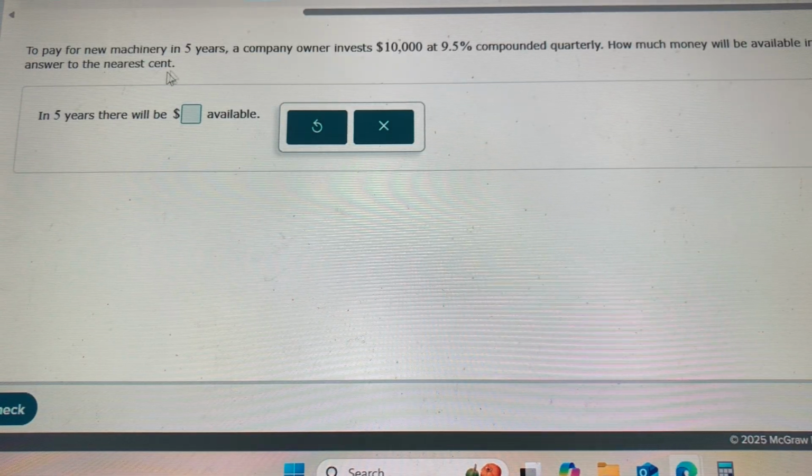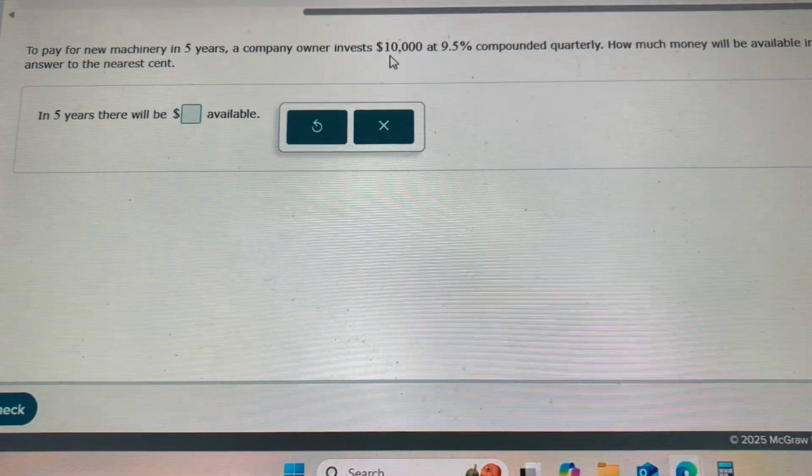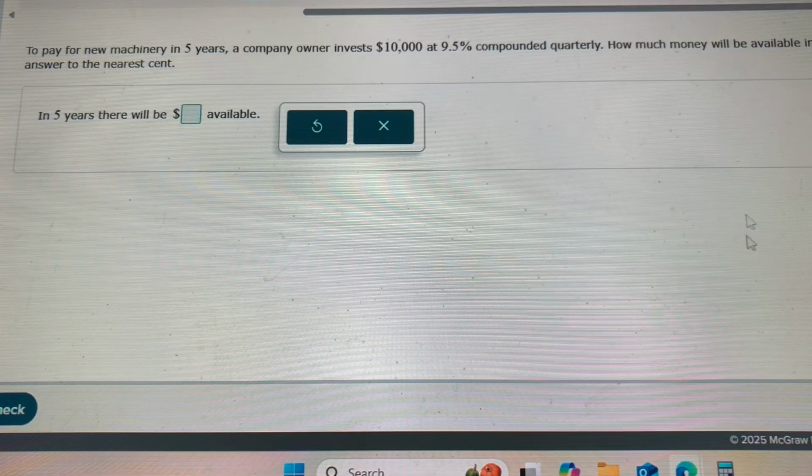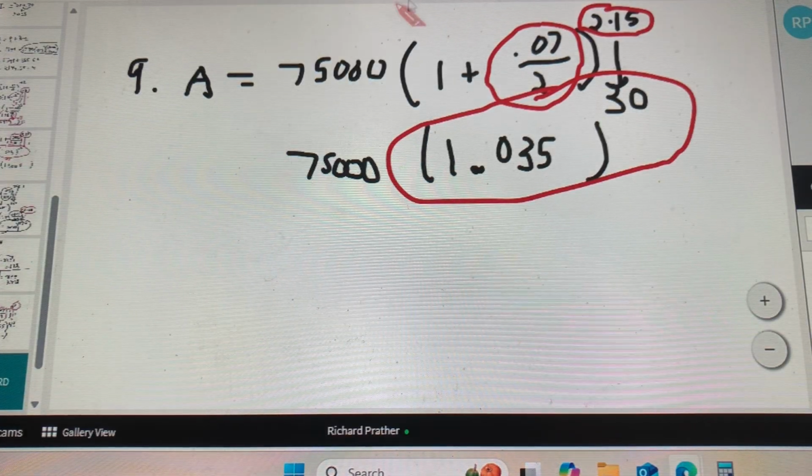To pay for new machinery in 5 years, see, in 5 years, that's future value. A company owner invests $10,000 right now, obviously. Right now, they're going to invest $10,000 so they can pay for this in 5 years, at 9.5% compounded quarterly. How much will be available in 5 years? Future value again, same exact formula.